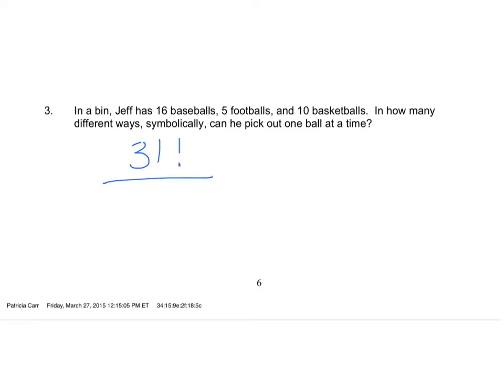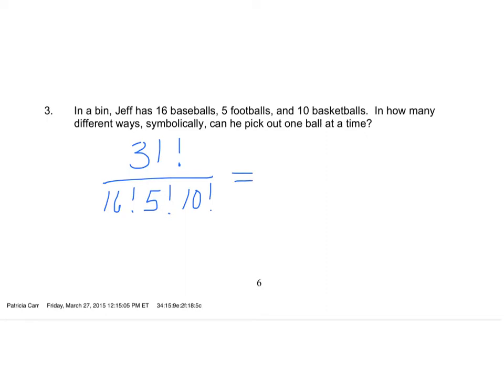What repeats? Well, the baseballs repeat 16 times. The footballs repeat 5 times. And the basketballs repeat 10 times. Now, it told me to do this symbolically. So basically, I don't need the answer. I just had to write it out symbolically.